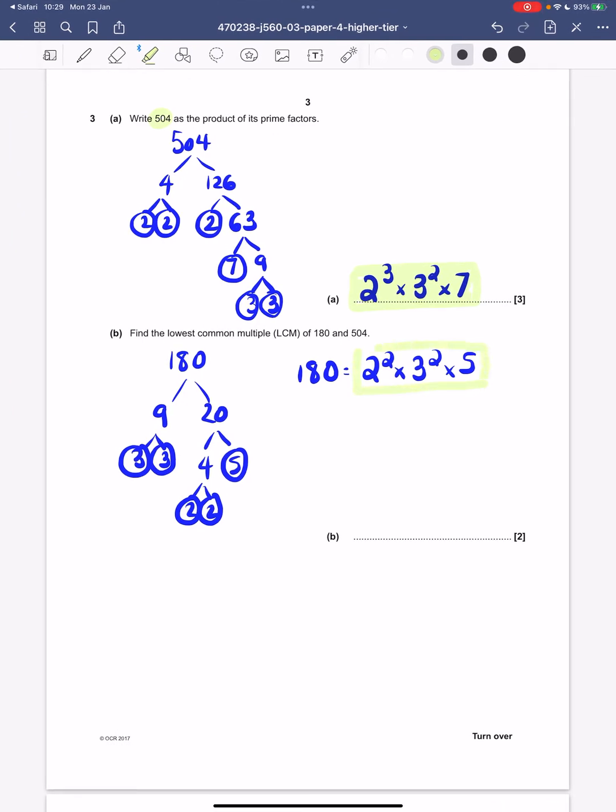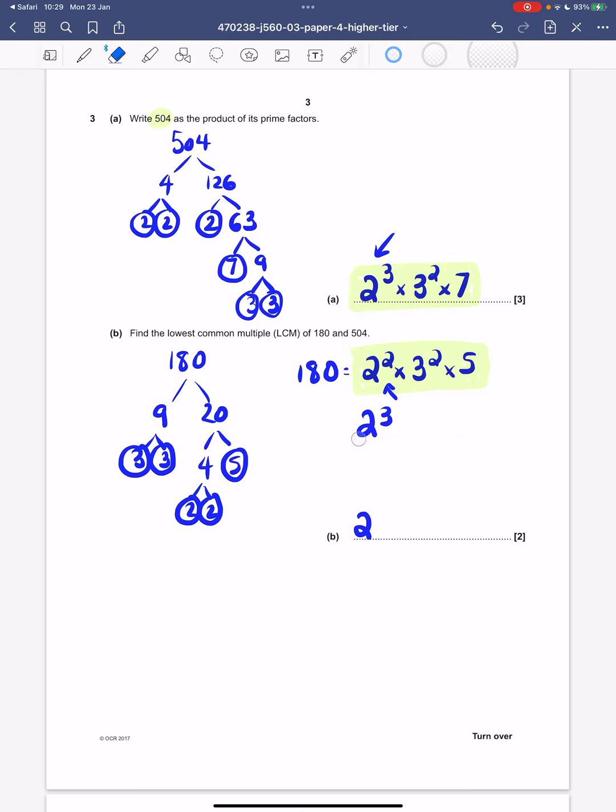Okay. So what we need now is the lowest common multiple of 180 and 504. So it's the lowest number that 180 goes into and 504 goes into. So what we do is we compare the prime factors, and the lowest common multiple has to go into both 180 and 504. So it's got to have a 2 cubed, because if it's just 2 squared, it's not going to work. You've got to pick the highest.